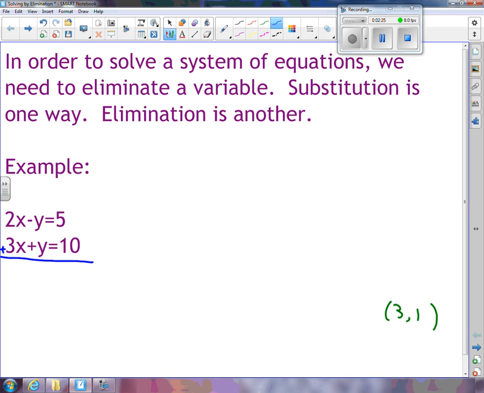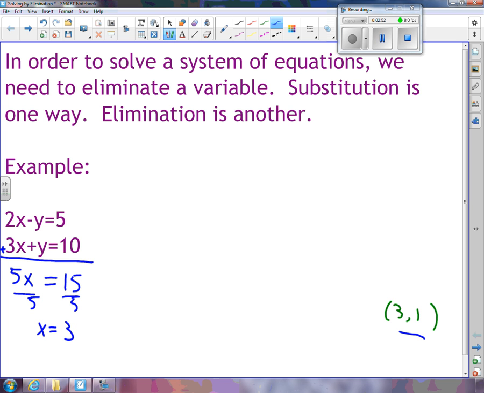If I add 2x plus 3x, I get 5x. That's not the one that cancels. Negative y plus y is 0. Therefore, the y variable cancels out. If the y variable cancels out, now I have a nice equation only in one variable that I'm able to solve easily for x. Dividing by 5, I get that x is 3, which, if you remember, is what I got when I did it the other way.